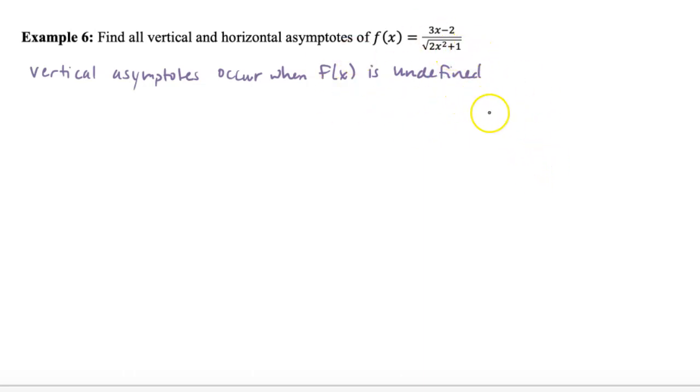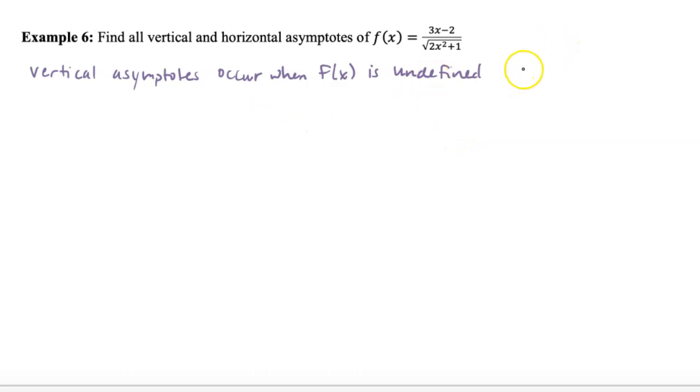And we remember what makes a function undefined. So we've got a few different things. We can either have a 0 in the denominator, we could have a negative inside of a square root, or we could have a 0 or negative inside of a logarithmic function. These are generally the things we're going to see when a function is undefined. So I've got a square root in the denominator. Now, if 2x squared plus 1 is negative, that's going to make this undefined, or if 2x squared plus 1 is equal to 0, again, because the square root of 0 is 0, that would also make this undefined.